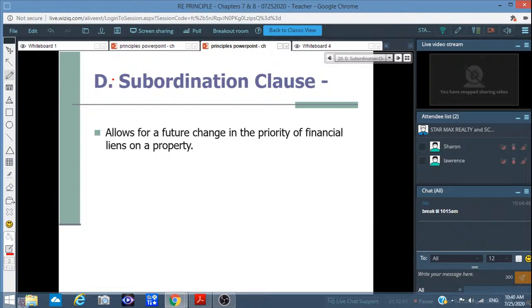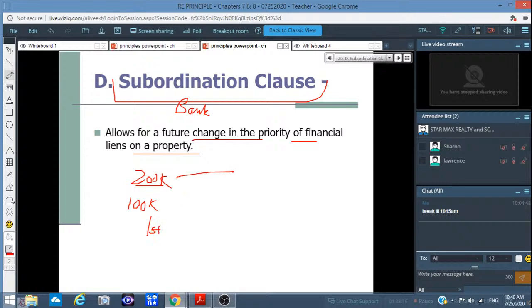Alright, subordination clause. This is for the banks themselves, okay? Whoever has more loan outstanding, they become number one. Okay, so that's the rule of thumb, right? Allows for future change of priority of financial liens on a property. Let's say this house that they bought is 200K and they have 100K on it, first loan, right? And then years go by, now it's 500,000, right? Double, right? More than double. And they take out another loan, 200.